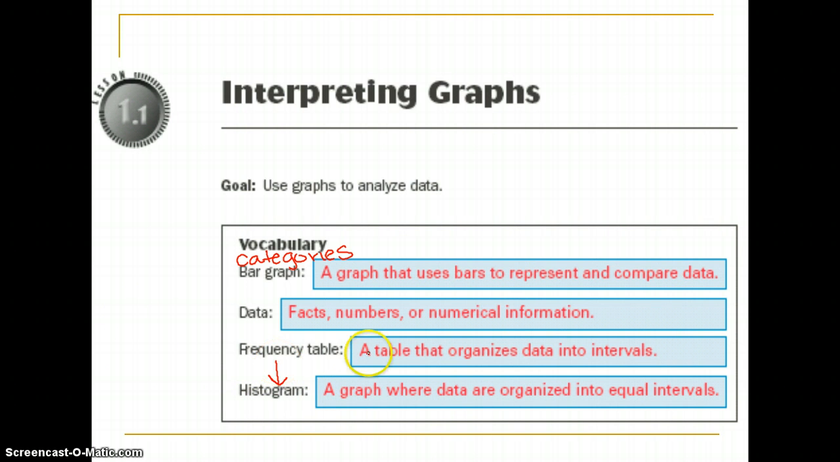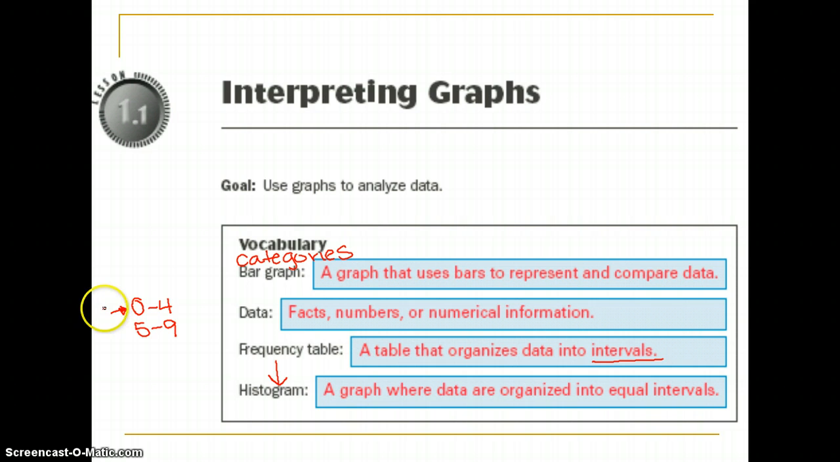Let's talk about the word intervals. Intervals are how we group our data. For example, let's say we have the interval 0 through 4. Then we have the interval 5 through 9. Equal intervals are when they have the same amount of numbers in common.